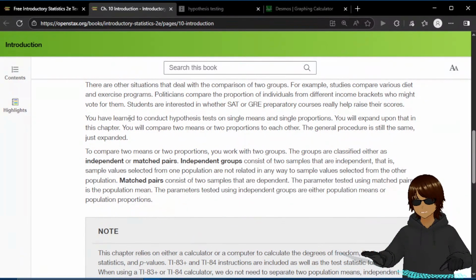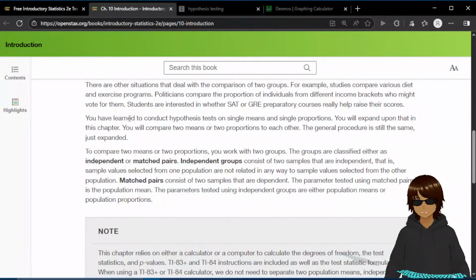We have learned to conduct hypothesis tests on single means and single proportions. We'll expand upon that in this chapter. We'll compare two means and two proportions to each other. The general procedure is still the same, just expanded. You compare two means and two proportions. You work with two groups.